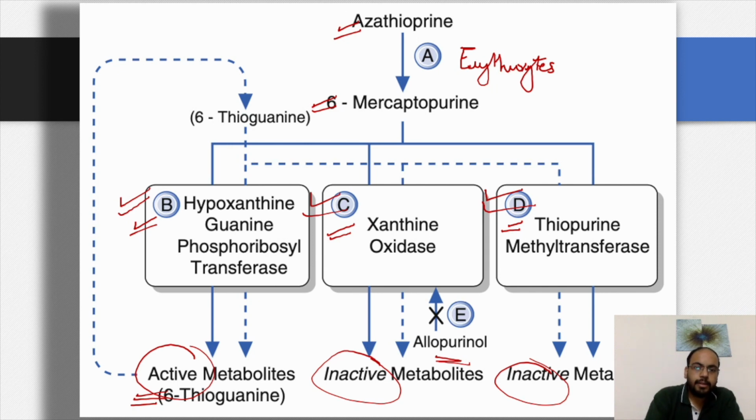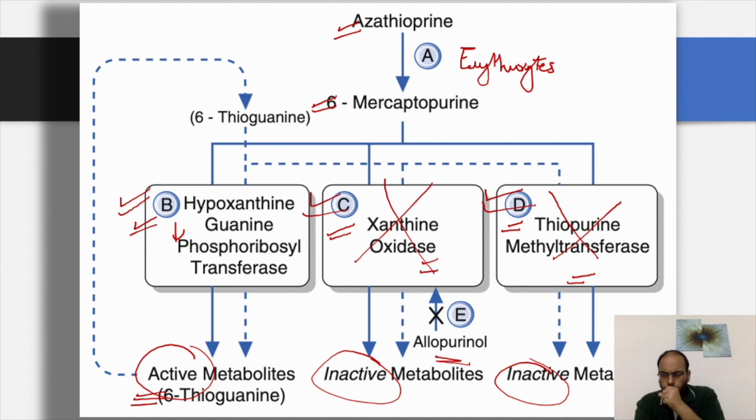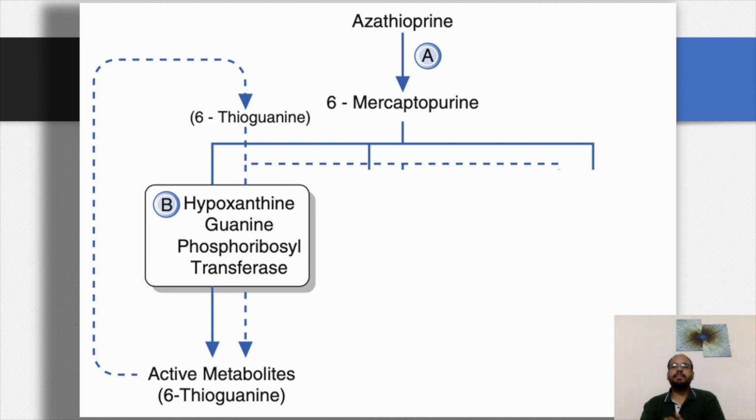Okay. If we block these two enzymes, more azathioprine will be shuffled to the HGPRT pathway. There will be more 6-thioguanine, and more 6-thioguanine will lead to increased clinical effects and increased side effects of azathioprine. Okay, we'll just discuss the HGPRT pathway here. We'll discuss the other pathways subsequently.